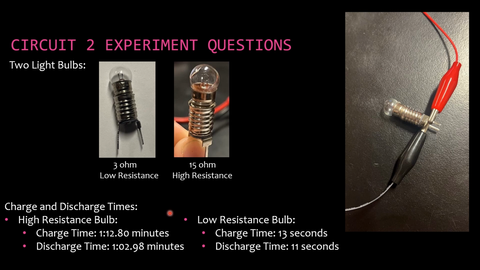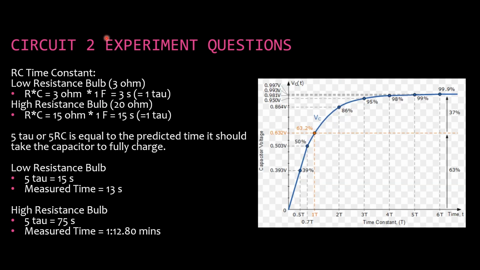For the high resistance, the charge time was 1 minute 12 seconds. Discharge time was 1 minute 2 seconds. For the low bulb, the charge time was 13 seconds, and the discharge time was 11 seconds. Now for the RC time constant.